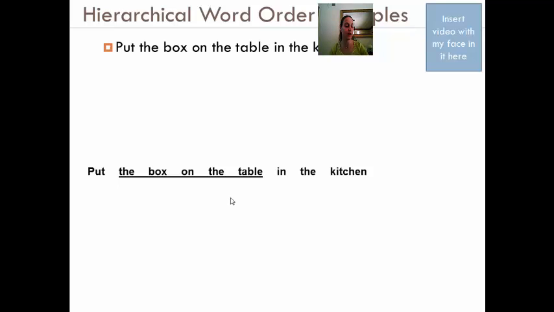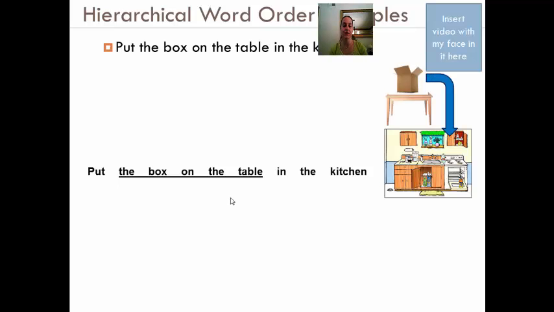Here I want to show you another example of what that looks like. Okay, and this time we're going to work with a little bit of ambiguity in order to showcase how the diagramming might look very different. So we have two scenarios. The first one is the sentence, put the box on the table in the kitchen.